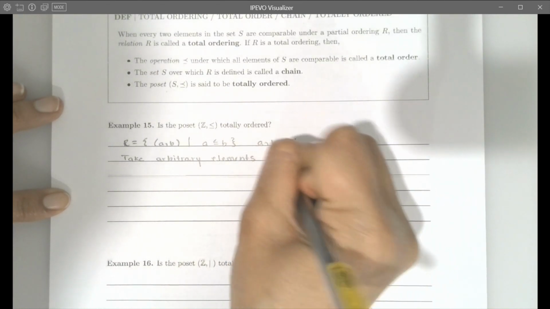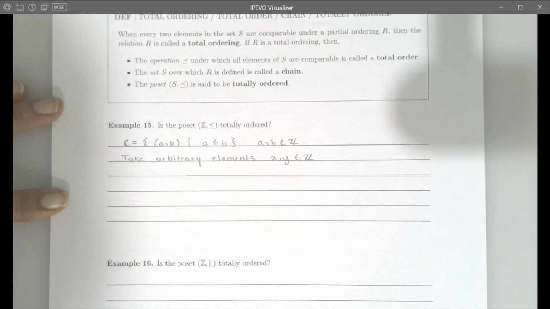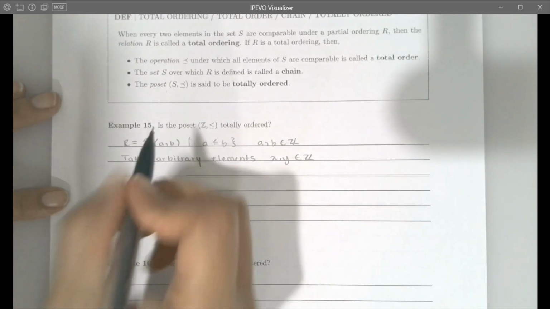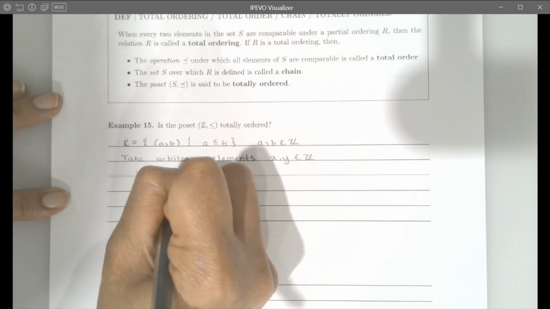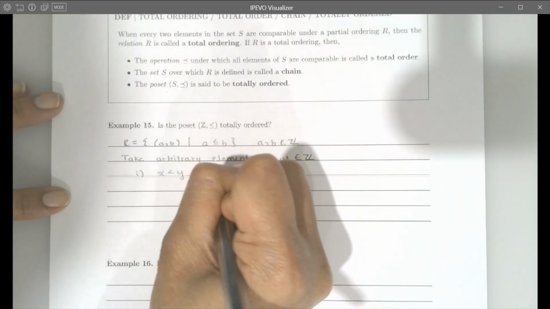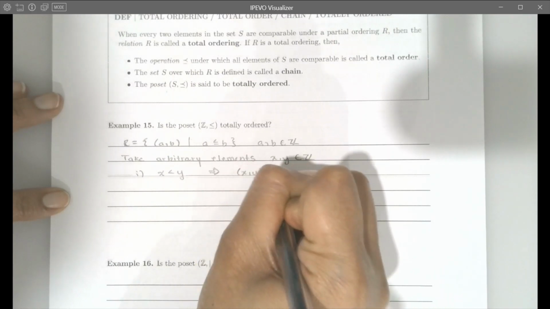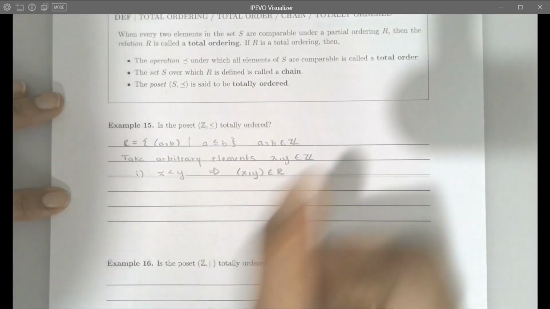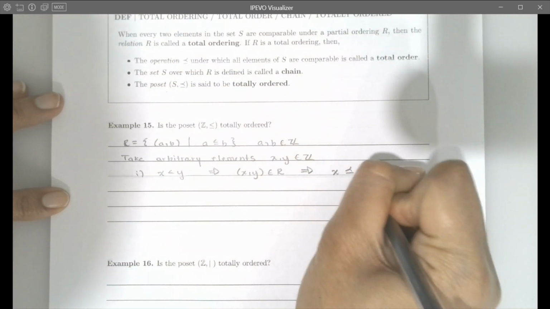We'll call them x and y that are part of the integers. Okay. And three possible scenarios can occur. The first one is that x is strictly less than y. If x is strictly less than y, then we have the ordered pair x comma y in R, which means that x is going to precede y.